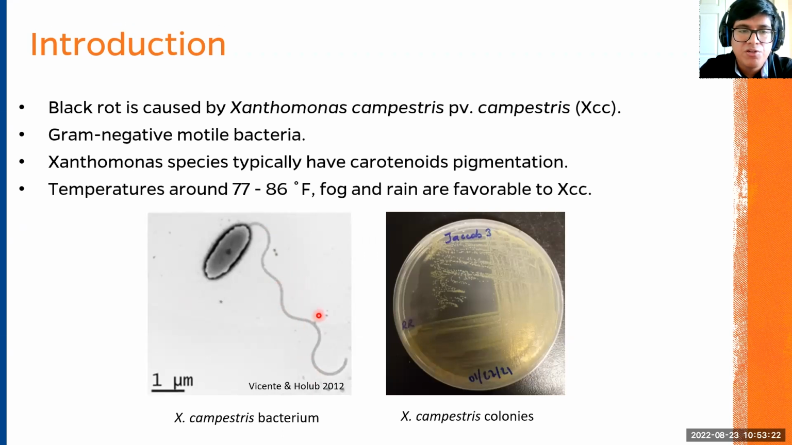Another important feature is that, just like other Xanthomonas species, it typically has carotenoid pigmentation. This is very important when we're working in the lab, because when we plate the bacteria XCC on a plate, we can recognize it because of the yellow colonies that start growing. Additionally, temperatures around 77 to 86 Fahrenheit and days with fog and rain are very favorable for the development of XCC.